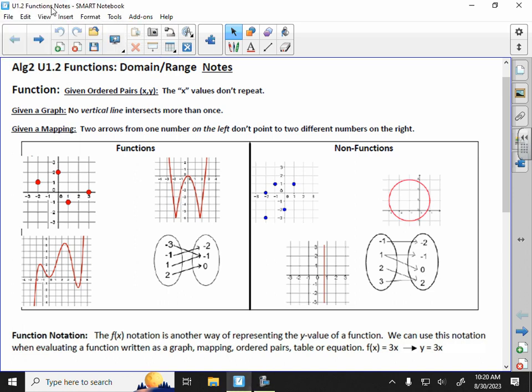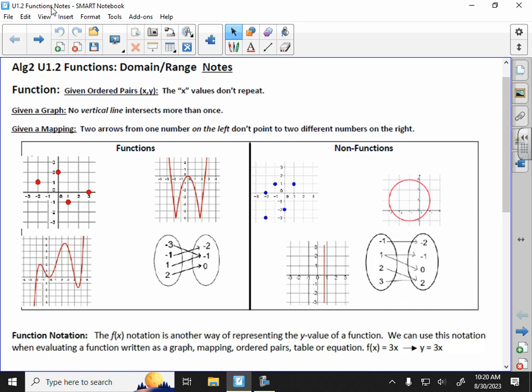All right, Algebra 2. In today's lesson, we're going to be looking at functions and how to state the domain and the range of a function. A function can be written in different ways. One could be written as a set of ordered pairs, x comma y. We could also look at it as a graph. We could also look at it as a mapping or an equation.